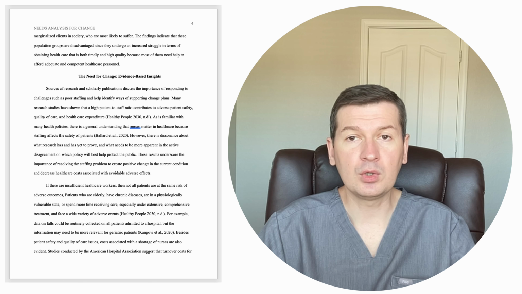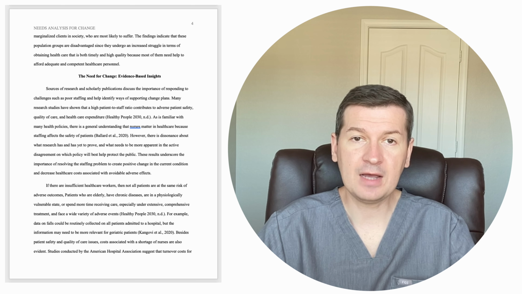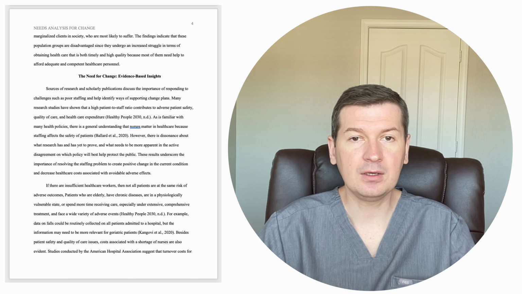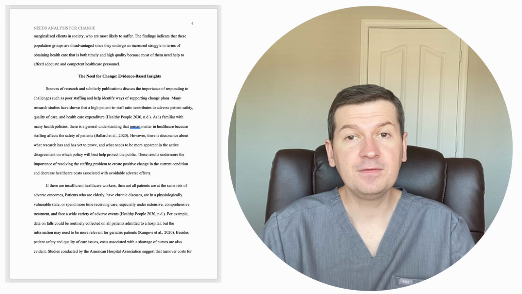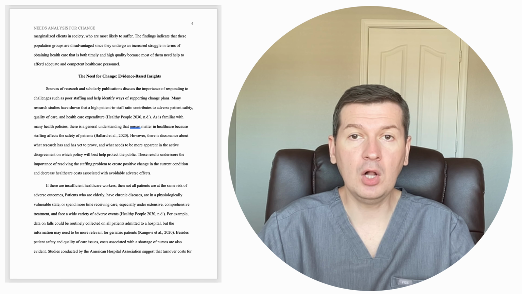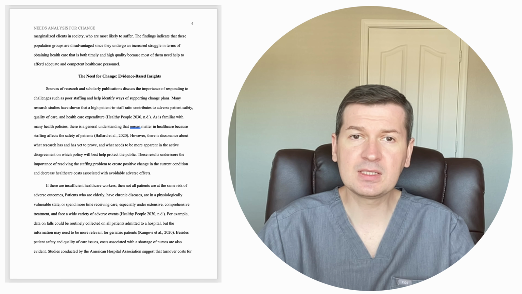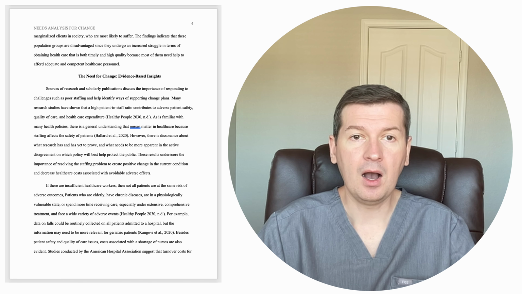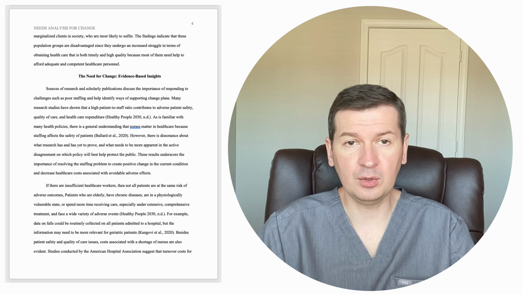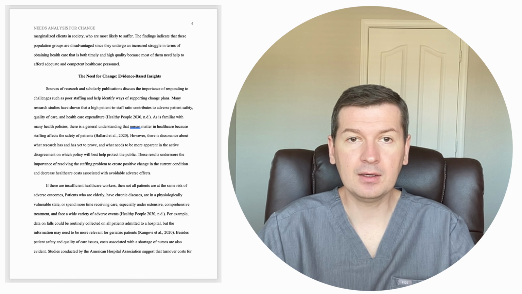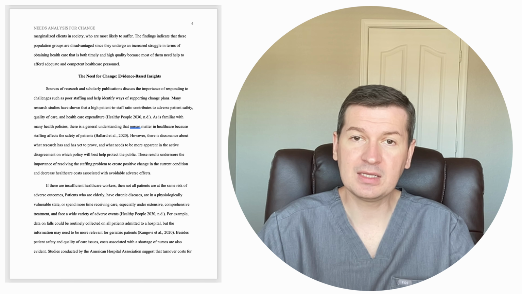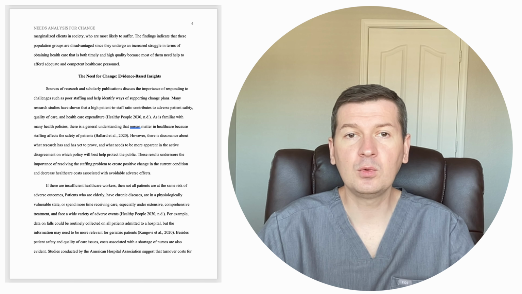These results underscore the importance of resolving the staffing problem to create positive change in the current condition and decrease healthcare costs associated with avoidable adverse effects. If there are insufficient healthcare workers, then not all patients are at the same risk of adverse outcomes. Patients who are elderly, have chronic diseases, are in a psychologically vulnerable state, or spend more time receiving care, especially under extensive comprehensive treatment, face a wide variety of adverse events. Healthy People 2030, no date.